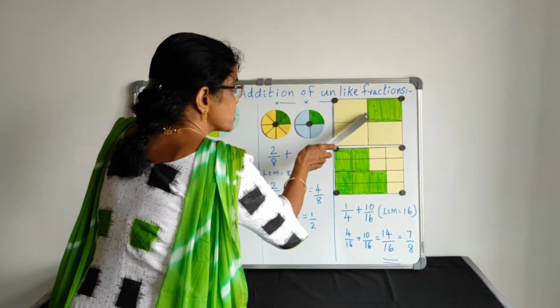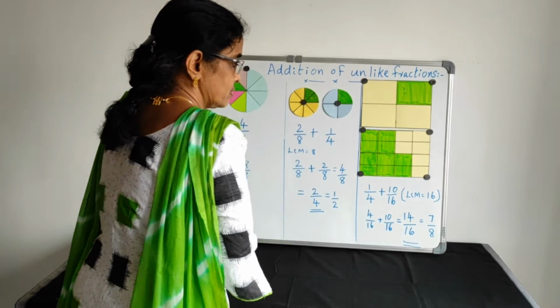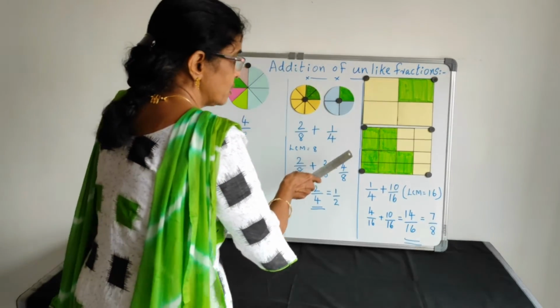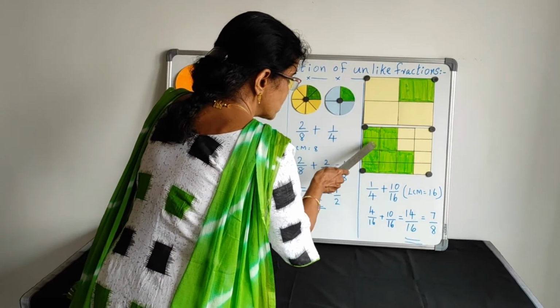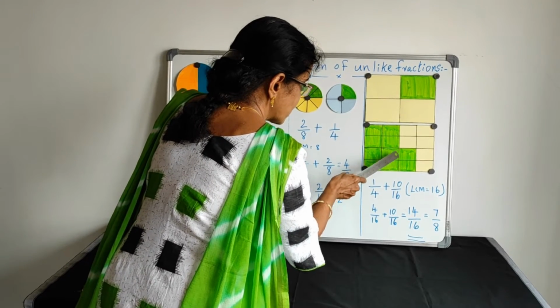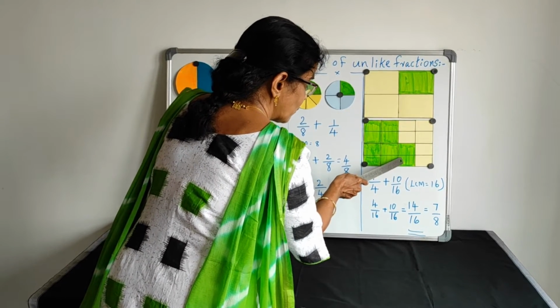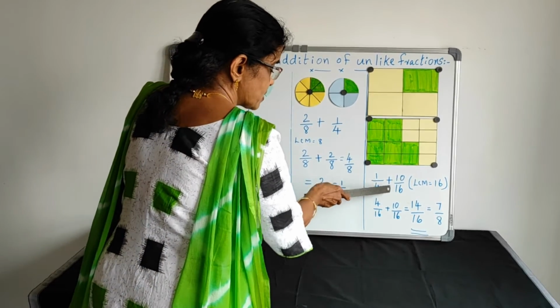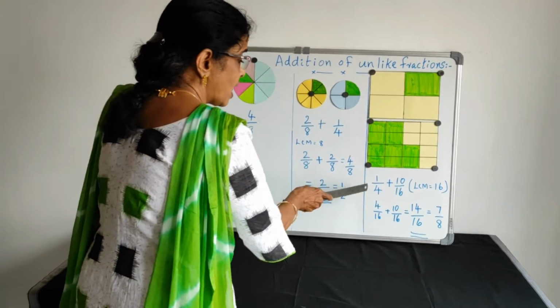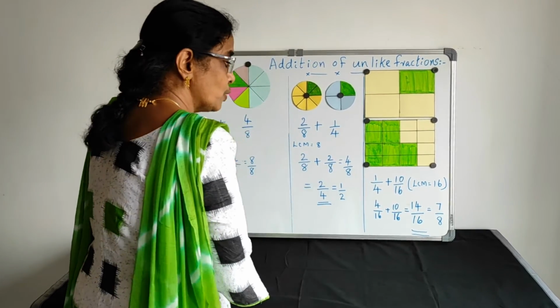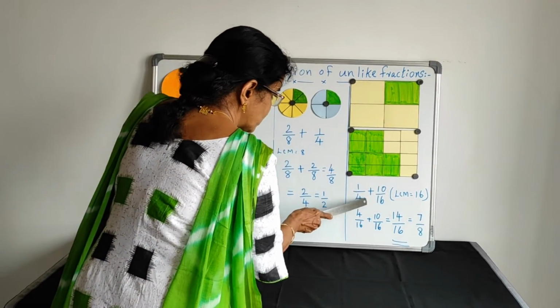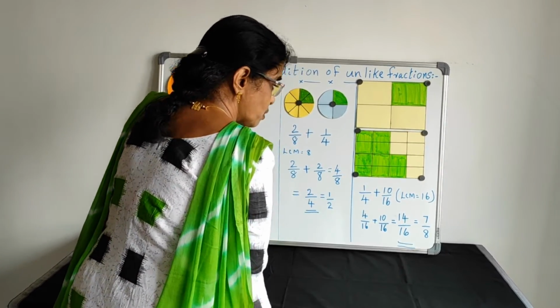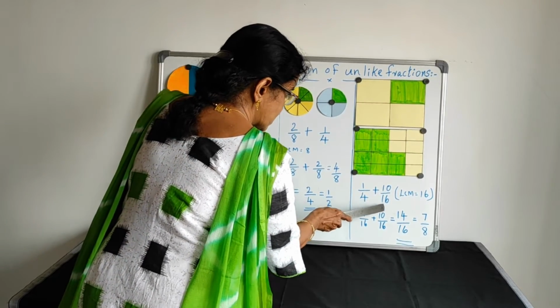This fraction represents 1 by 4. The second fraction: 1, 2, 3, 4, 5, 6, 7, 8, 9, 10. 10 out of 16. The second fraction is 10 out of 16. We are adding unlike fractions. So you have to calculate the LCM of the denominators. LCM of denominators 4 and 16.